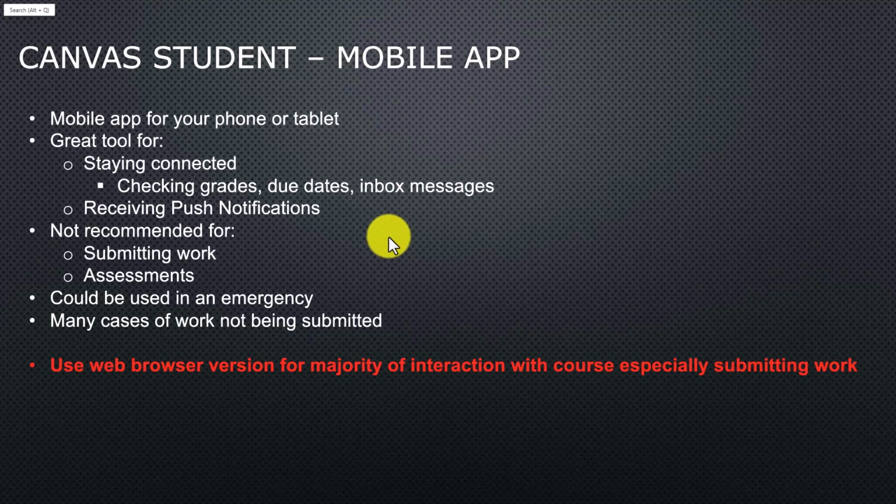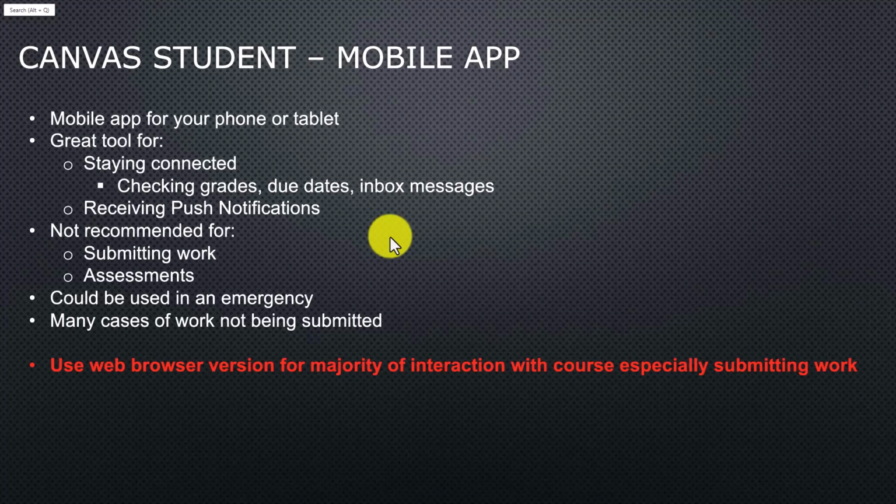In a situation where you are without internet access and all you have is your cell phone, it could be a good backup emergency situation, although at that point the recommendation would probably be to contact your instructor to let them know, as opposed to try to submit certain assignments or assessments through the mobile app. The recommendation is always to use the web browser version for the majority of your interactions within a course, especially submitting work.